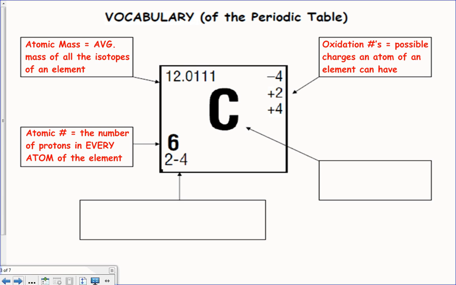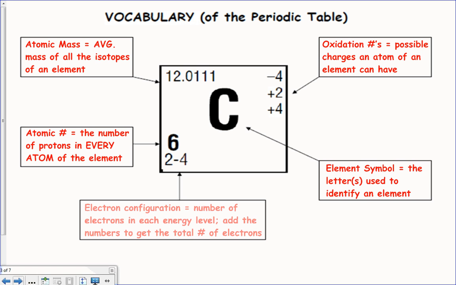Top right corner, oxidation numbers. On your periodic table, it says selected oxidation states, but it's the same thing. And what does it mean? It's the possible charges an atom of an element can have. More on that later. Well, the element symbol, we know those pretty well, but our periodic table does not have the names on it, so you have to know your symbols so you can be fluent with your names.